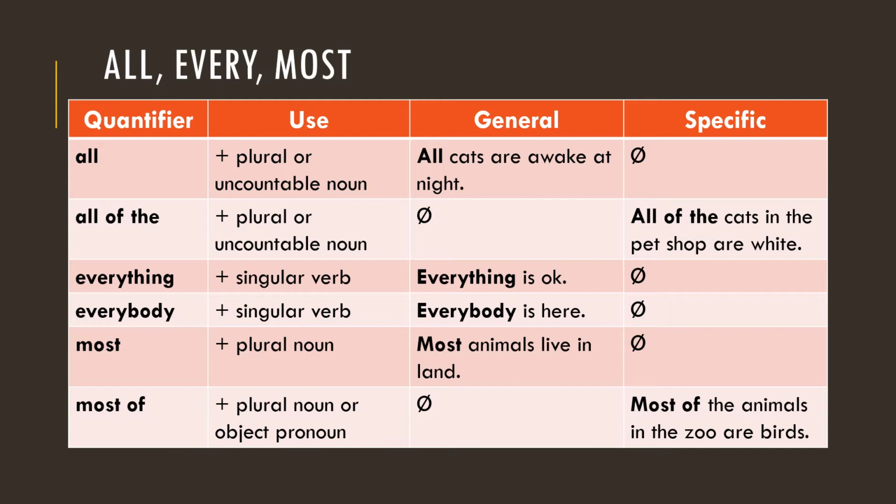Everything or everybody both are followed by singular verbs. Everything is okay, or everybody's here, and they are general. Then we have most, which is followed by a plural noun, and we can say most animals live inland. It's like when we report something our partner said: most of my partners said this or that. So I'm talking in general. But if we say most of followed by a plural noun or object pronoun, we are being more specific. Most of the animals in the zoo are birds. So I am specifically speaking about the animals in the zoo.